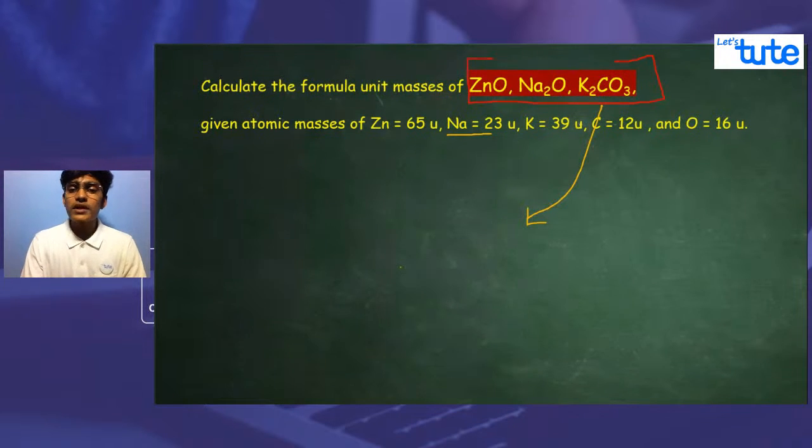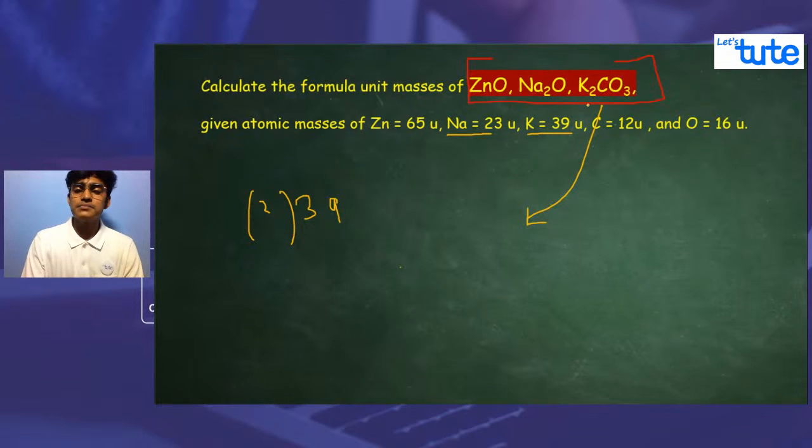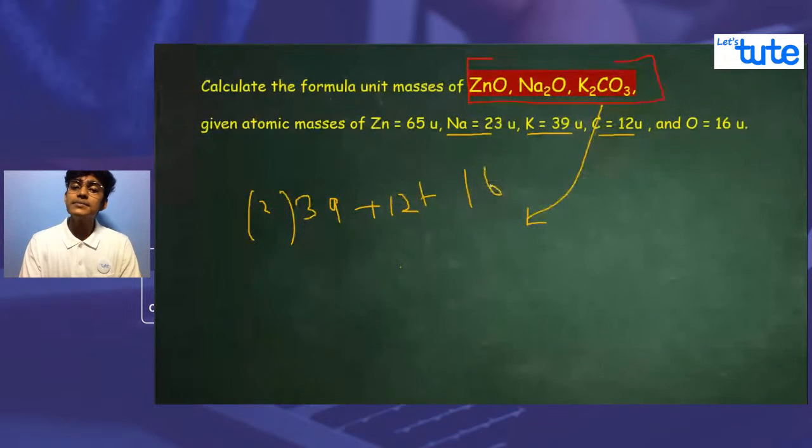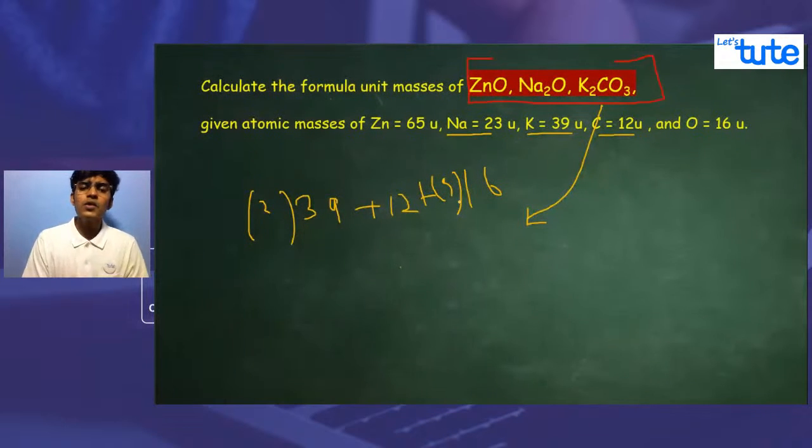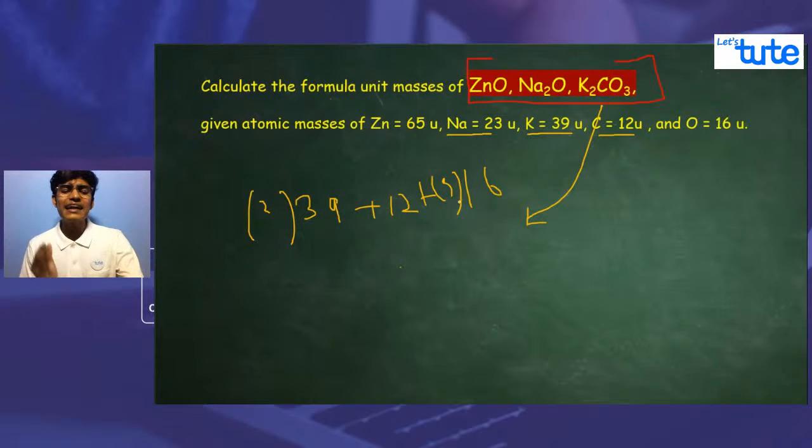Okay, so what is the value of K2? The value of potassium is 39. This value we simply multiply by 2 because we have two atoms. Adding that to carbon. What is the value of C? C is nothing but 12. So we add 12, plus what is the value of O? The value of oxygen is 16, but we have 3 atoms of oxygen, so we multiply it by 3. So 39 multiplied by 2 plus 12 plus 3 multiplied by 16. We add all of them together.